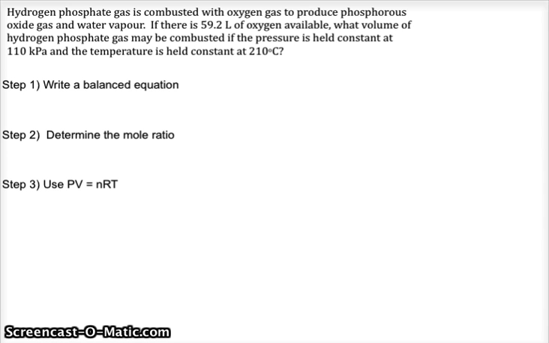oxide gas and water vapor. If there is 59.2 liters of oxygen available, what volume of hydrogen phosphate gas may be combusted if the pressure is held constant at 110 kilopascals and the temperature is held constant at 210 Celsius?